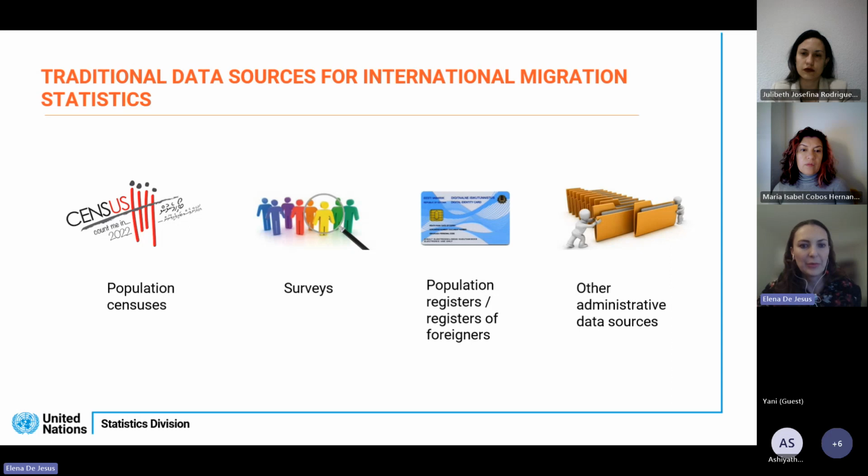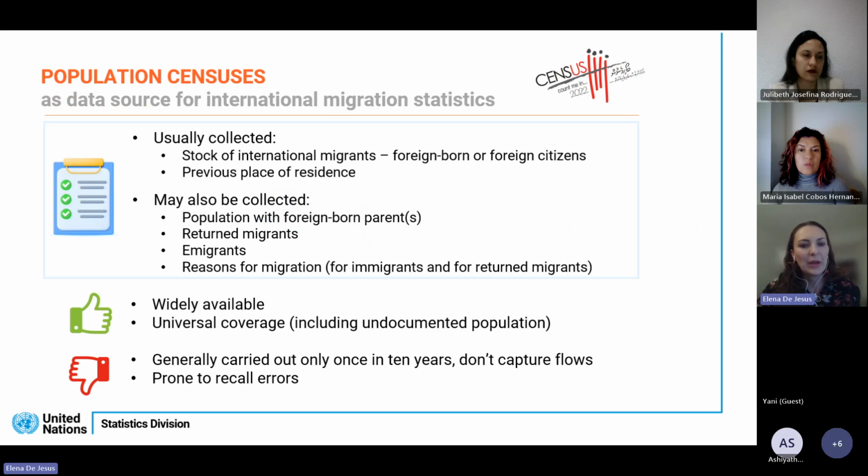And of course, when we look at traditional data sources, we're looking at population censuses, surveys, and administrative data, which also includes population registers or registers of foreigners. Module 3 goes much further into depth on each of these and their advantages and disadvantages, but I'll just do a quick overview of what's in the module here. So our first traditional data source is the population census. In many countries, this is the single reliable source of information on international migrants, specifically migrant stocks.